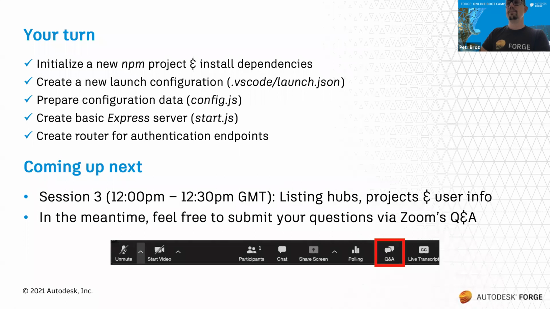All right. So now it's your turn again to follow these steps. Create a new Node.js project, install the dependencies. If you're using VS Code, you can create your launch configuration to be able to run and debug the app from within the editor, and start building your Express.js server with start.js and config.js files, and add your authentication endpoints by following the Learn Forge tutorial.